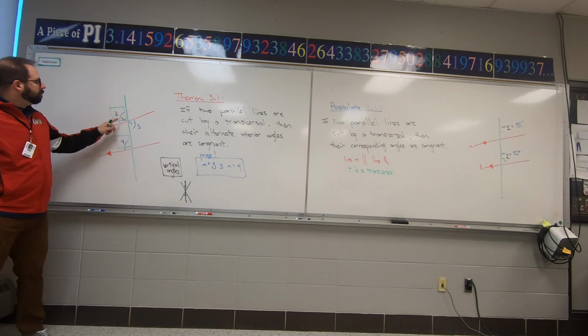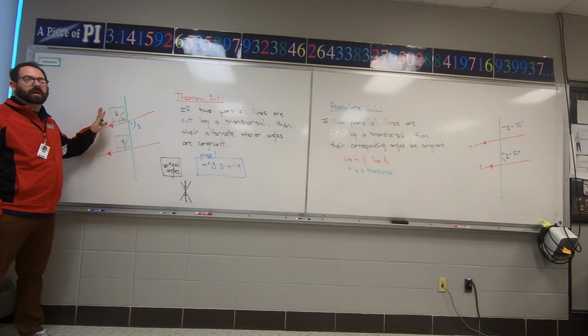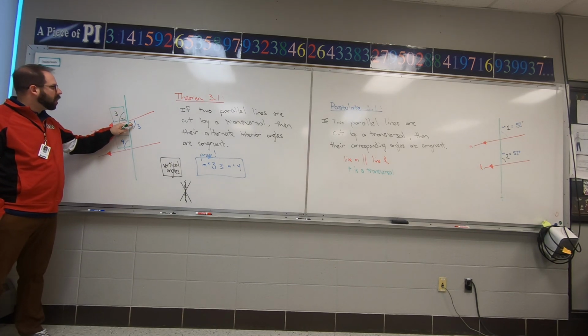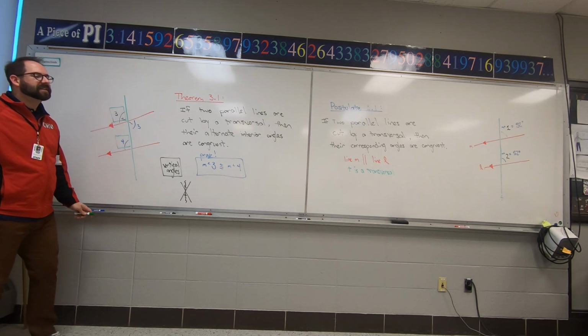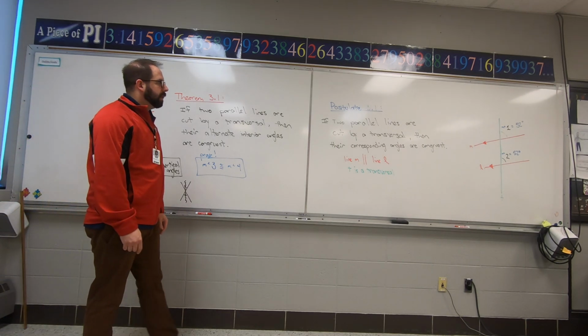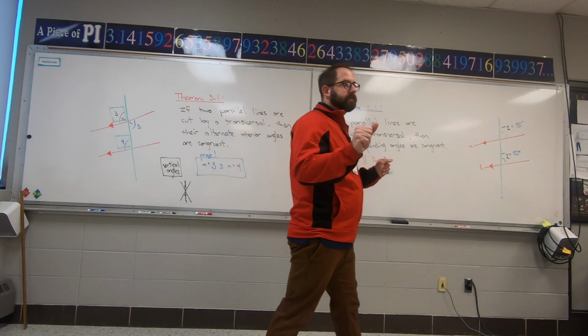Well, by knowing this fact that these corresponding angles are equal and it funnels down, it automatically makes the alternate angles the same. They have to be because of the vertical angle situation. That's something we're going to look at tomorrow. Okay? All right, questions.